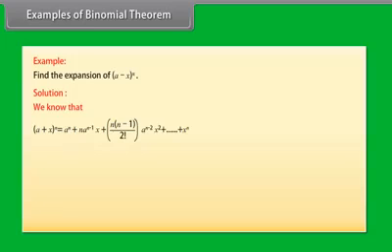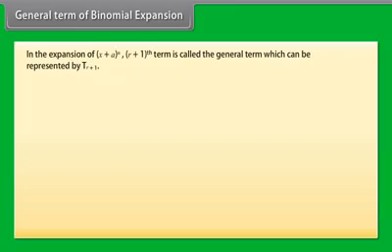Examples of binomial theorem. Example. Find the expansion of (a − x) raised to power n. Solution. We know that (a + x)ⁿ is equal to aⁿ + nC1 aⁿ⁻¹ x + n(n − 1)/2 factorial into a raised to power (n − 2) into x² up to xⁿ. Put x is equal to −x in the above expansion.